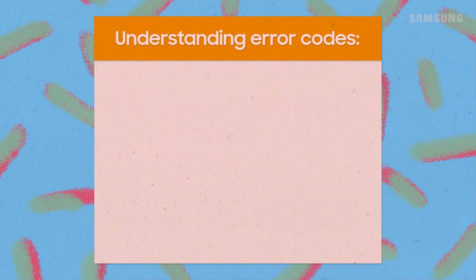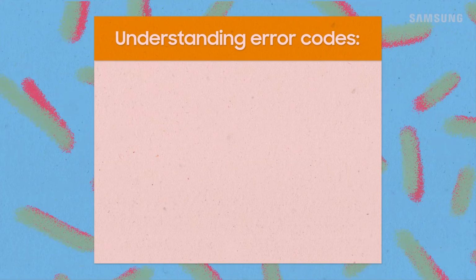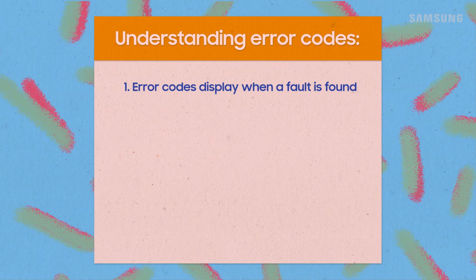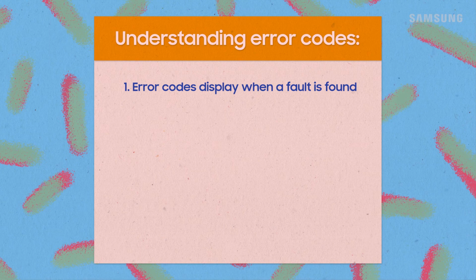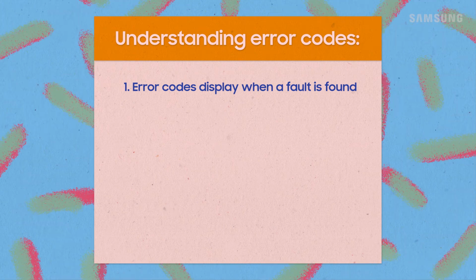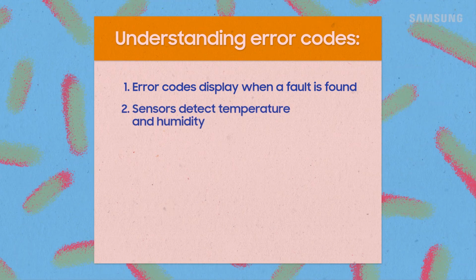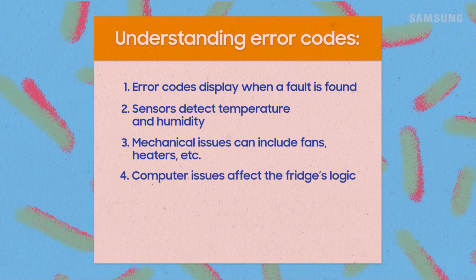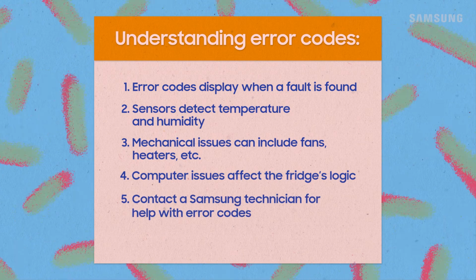To sum up, your fridge is one smart appliance. It can detect many of the issues that may occur during operation. These issues should be handled by a service technician. Don't try to fix them yourself. Error codes can happen because of problems with sensors, mechanical components, or computer issues. Error codes can be a big help to your service technician.